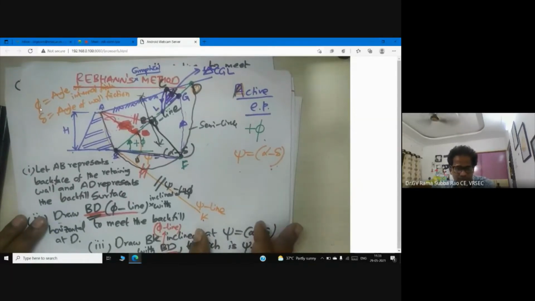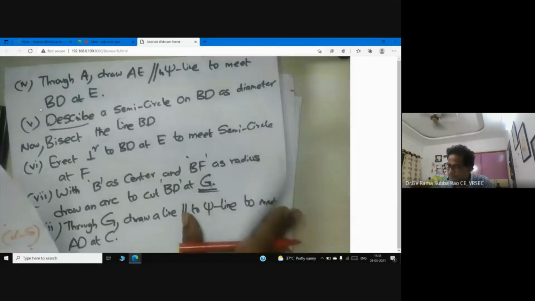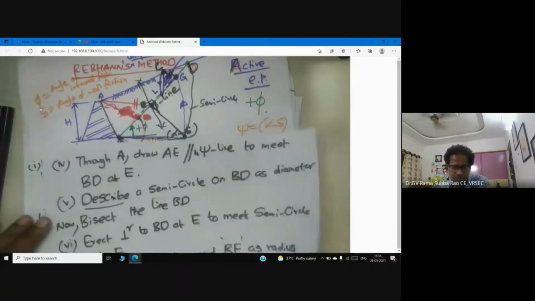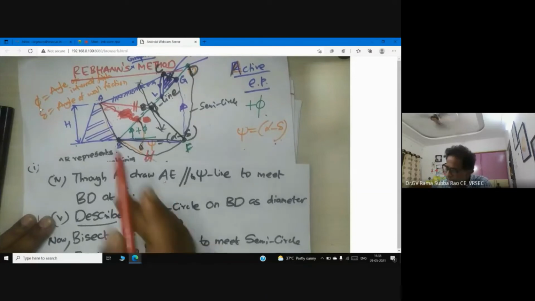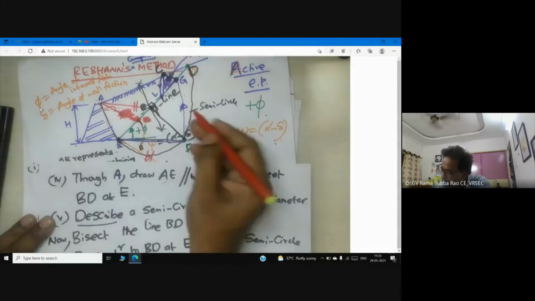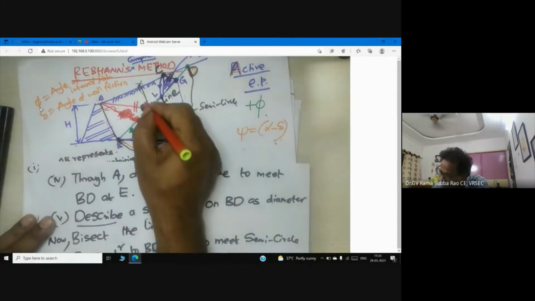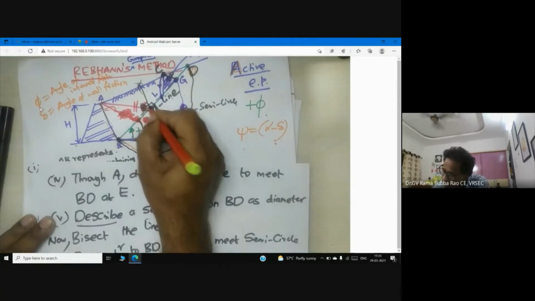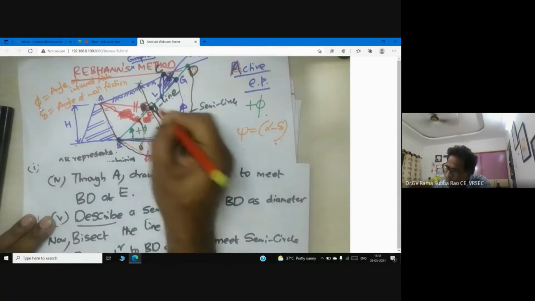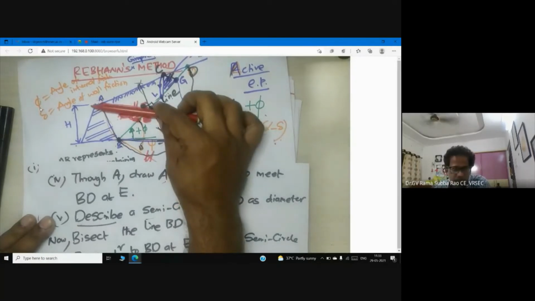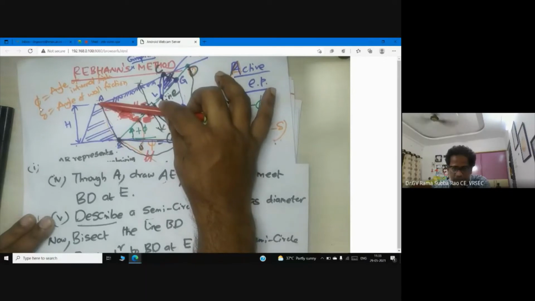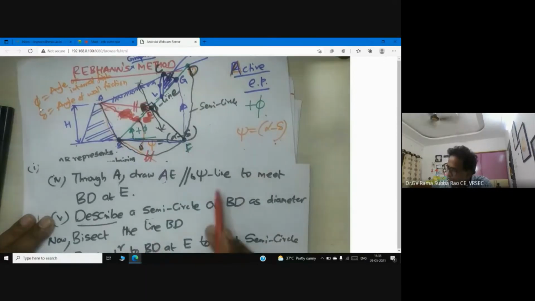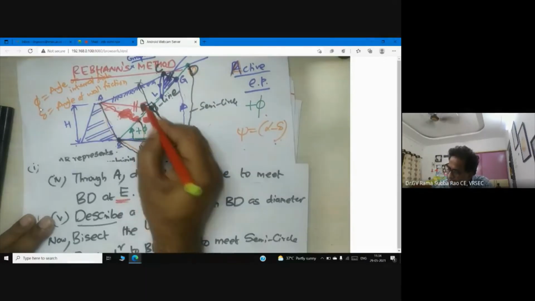Now let me start the method. What do I have to do now? Through A, draw AE. While you are drawing this line through A, draw it parallel to the psi line, to meet BD at E. So I have E now.